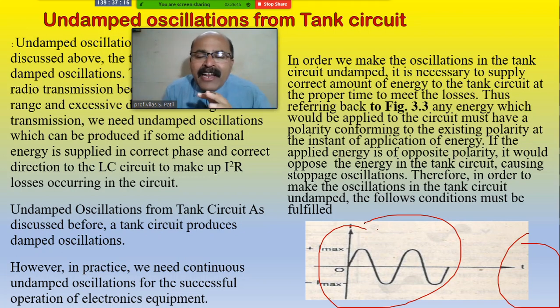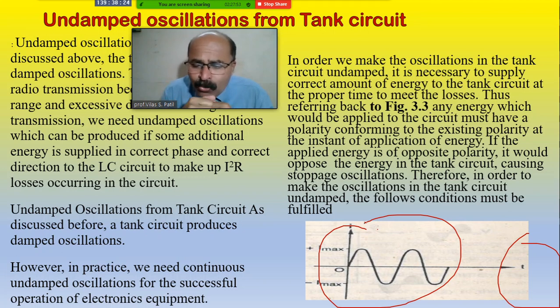As shown in figure 3.3, any energy applied to the circuit must have the conforming and existing polarity. We know that it is alternating, it alternates with respect to time. Although it is alternating, its amplitude becomes constant. We have to add the amount needed to recover the losses of the LC tank circuit, then the output of the LC tank circuit becomes undamped, and such undamped oscillatory output is very essential in electronics. It is used in different communication, such as telecommunication, radio communication, and in the process of amplification, it will be highly used.